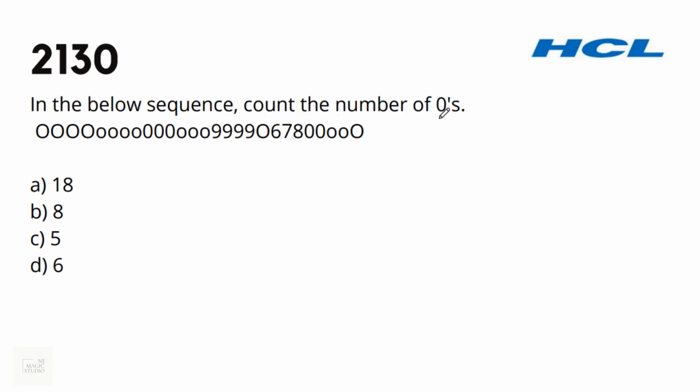In the below sequence, count the number of zeros. That is the number 0. These all are alphabet O. This is a small alphabet o. 3 zeros, then alphabet O, 9. This is O, 6, 7, 8. These are 0. Alphabets. So we have 1, 2, 3, and 4, 5. Option C. There are 5 zeros.